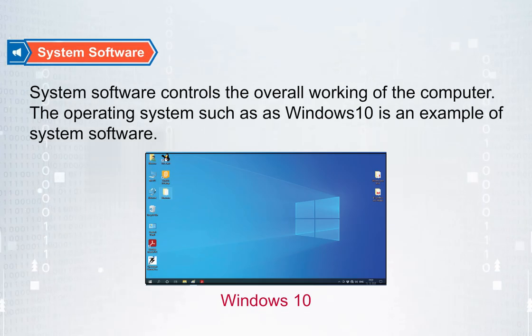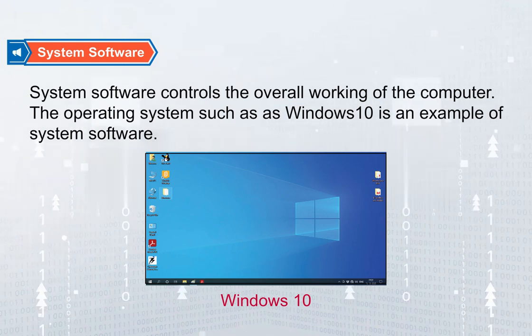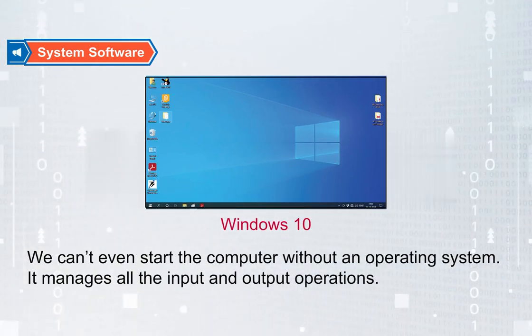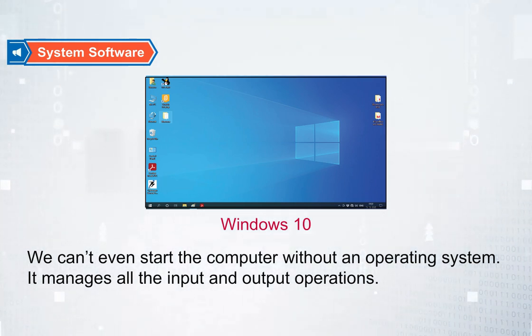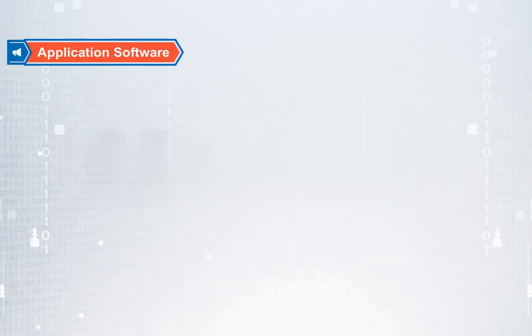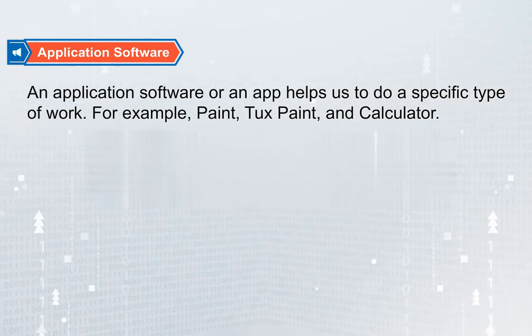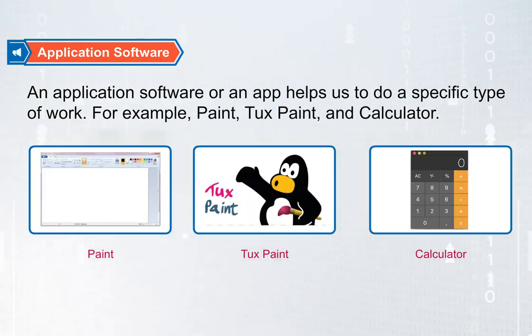System software. System software controls the overall working of the computer. The operating system such as Windows 10 is an example of system software. We can't even start the computer without an operating system. It manages all the input and output operations. Application software. An application software or an app helps us to do a specific type of work. For example, Paint, TuxPaint, and Calculator.